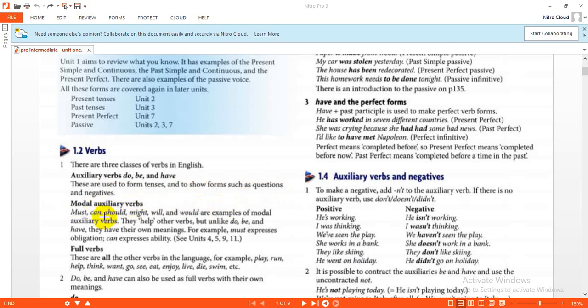Modal auxiliary verbs. Modal auxiliary verbs الأفعال المساعدة أو تسمى الأفعال المشروطة. Must, can, should, might, will and would are examples of modal auxiliary verbs. They help other verbs, but unlike do, be and have, they have their own meaning. For example, must expresses obligation, can expresses ability.